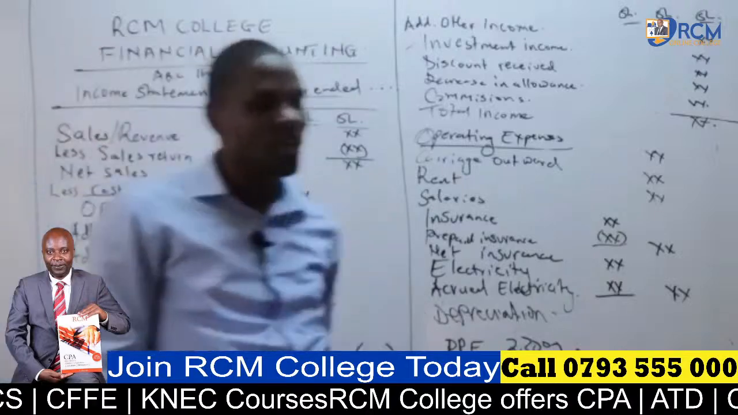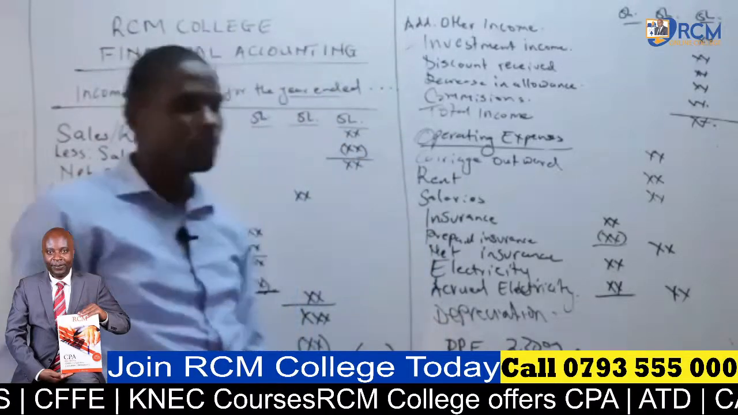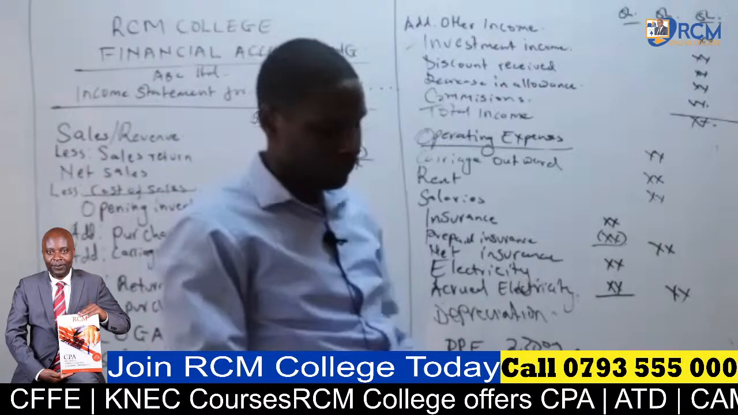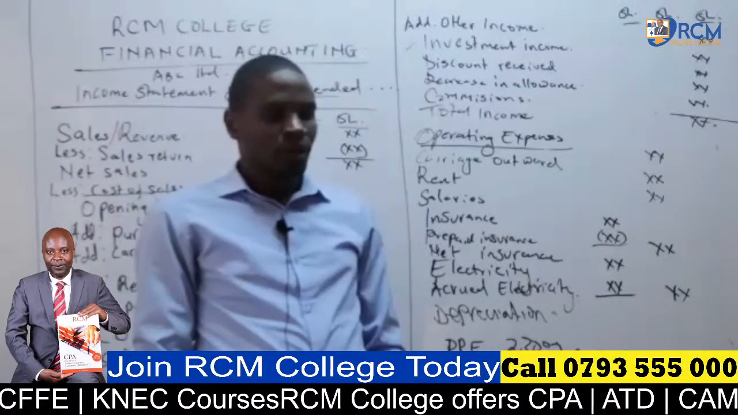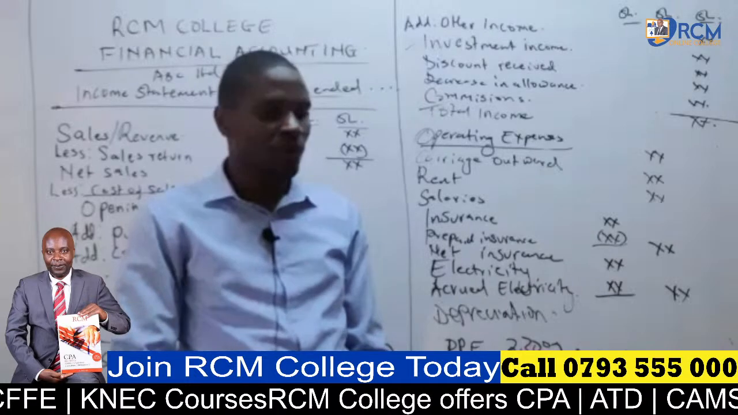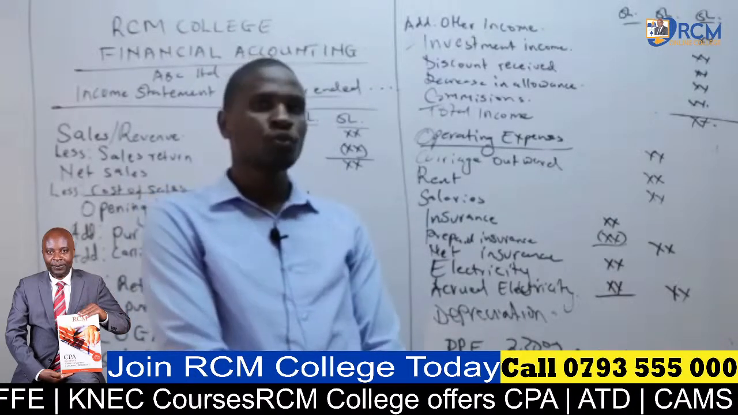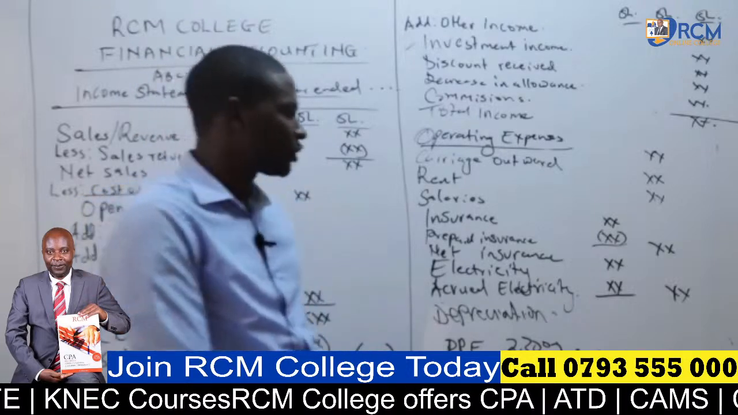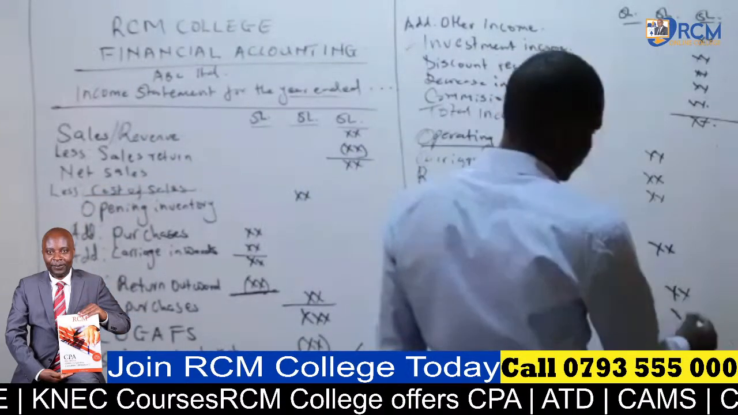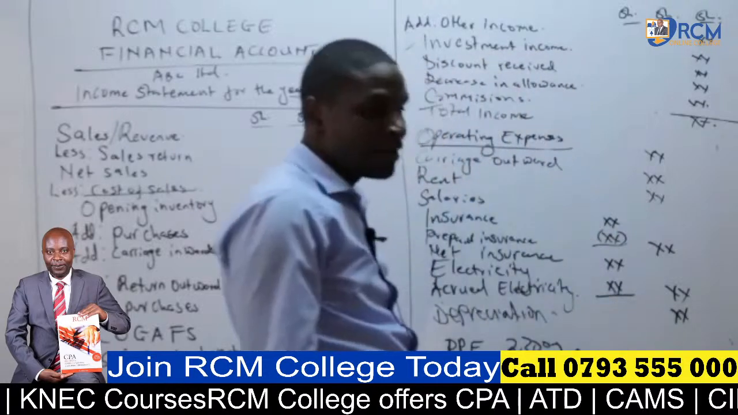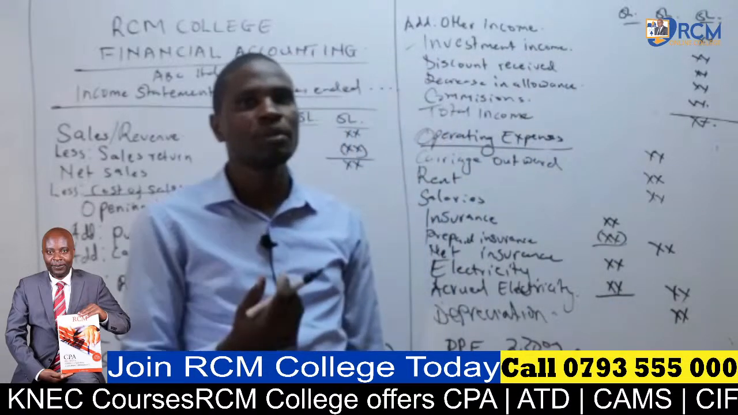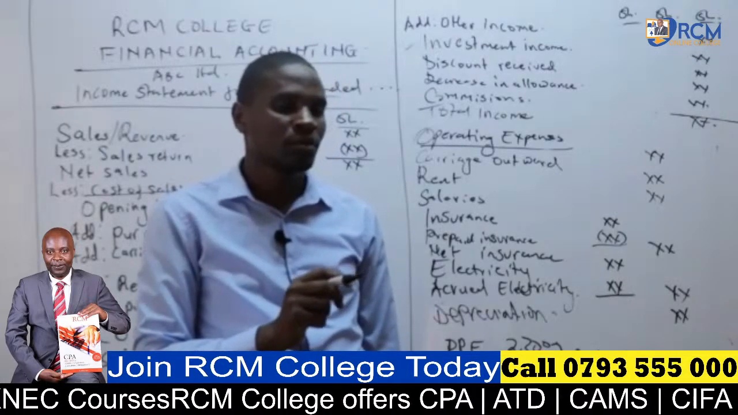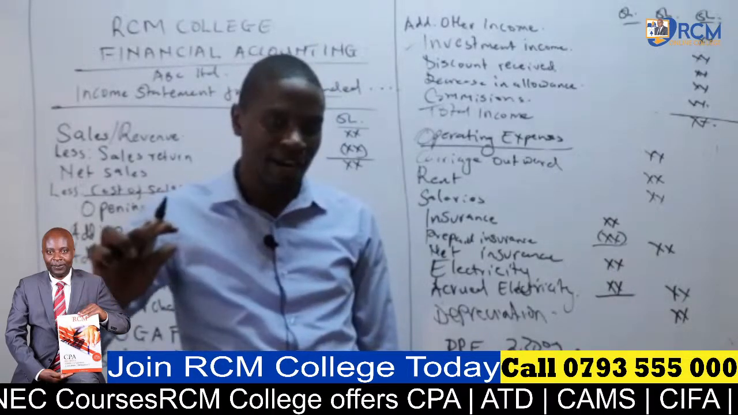What is 2% of 1,300? That one you can use your phone. 2%, maybe 0.02 times 1,300, 26. 26 is the depreciation that you're going to record here. 26 is the depreciation. I don't know if you have understood me. Have you understood that concept of computing depreciation using the reducing balance method? Because you will find the examiner wants you to use reducing balance.